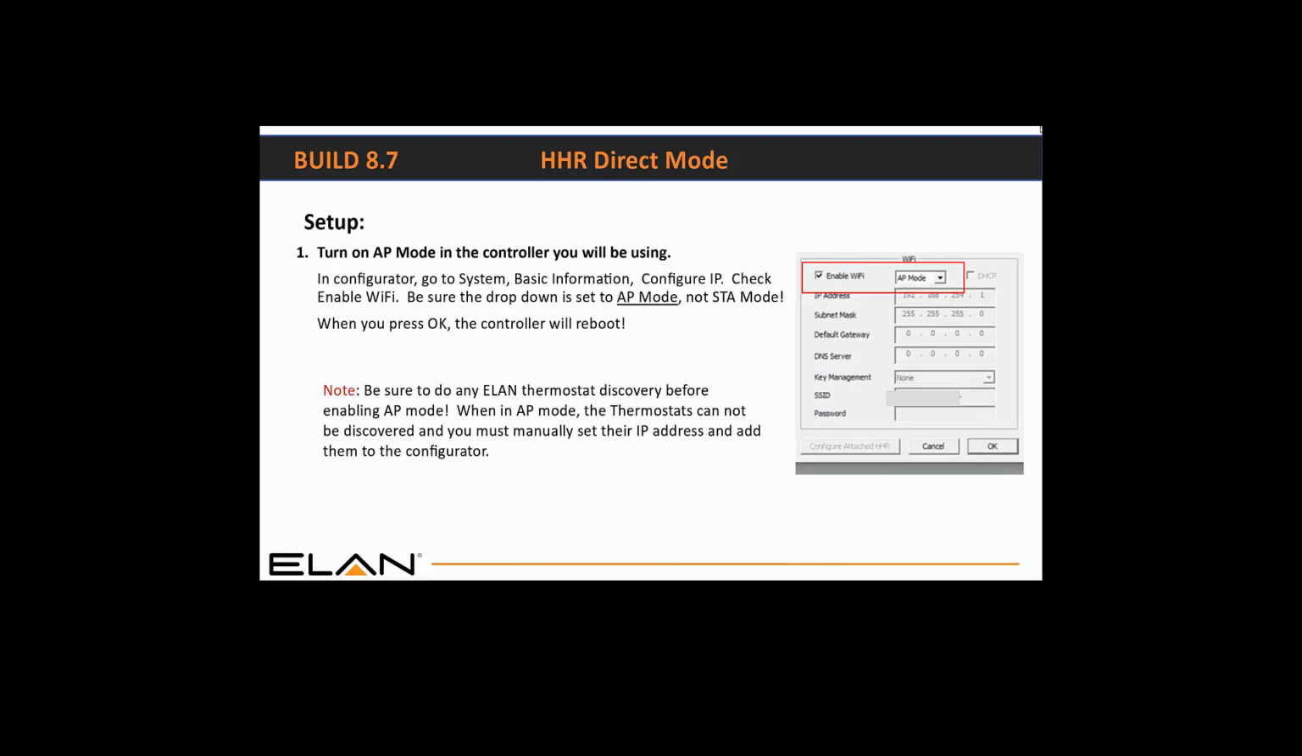STA mode is using Wi-Fi for main communication, which you do not want. So you hit OK, you set that up, you hit OK, and the controller will reboot. That is totally normal and expected. Also note that the alarm thermostats for discovery need to be on STA mode. So make sure you do any of that beforehand, because once it's in AP mode, you cannot discover any alarm thermostats.